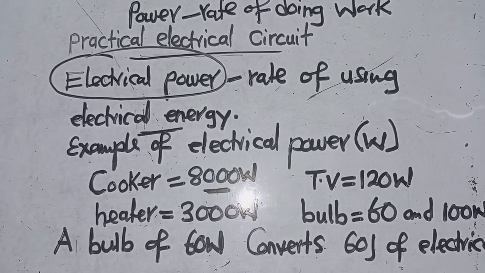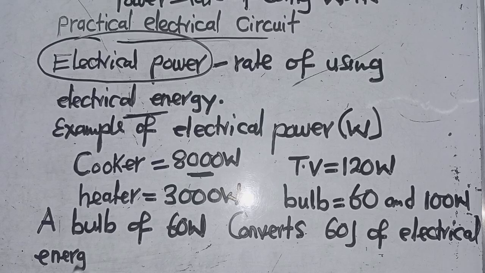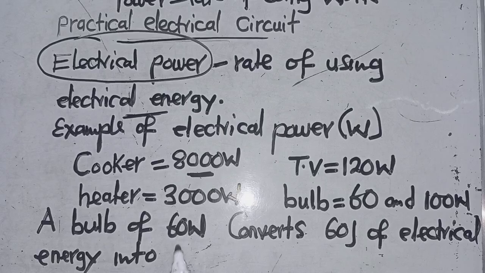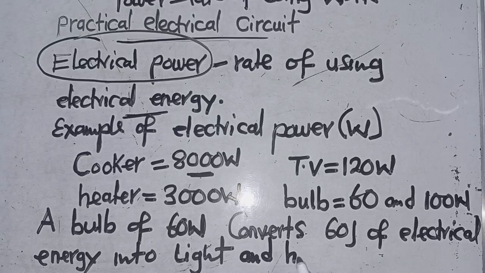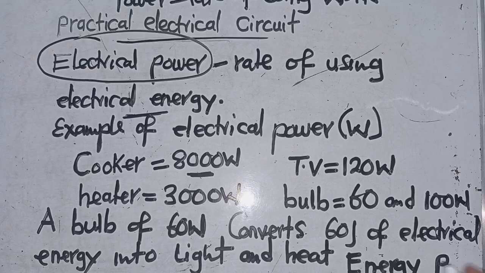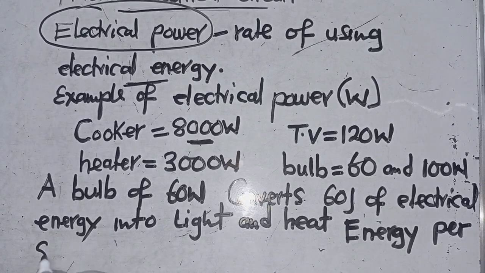It converts 60 joules of electric energy into light and heat energy per second. That is, light and heat energy per second. This is what you have to do. Per second. So this is what gets to happen.